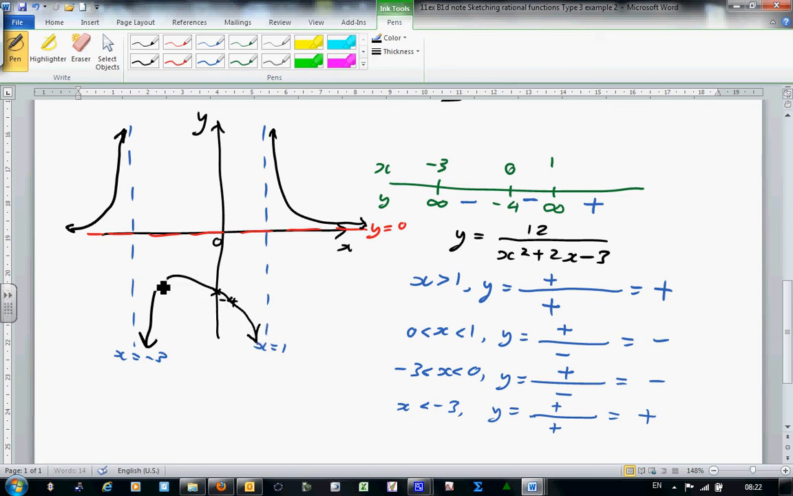And it cannot cross over these asymptotes. Okay, these rational functions, any graph in fact, cannot cross over a vertical asymptote ever. Okay, that's it, we're done.